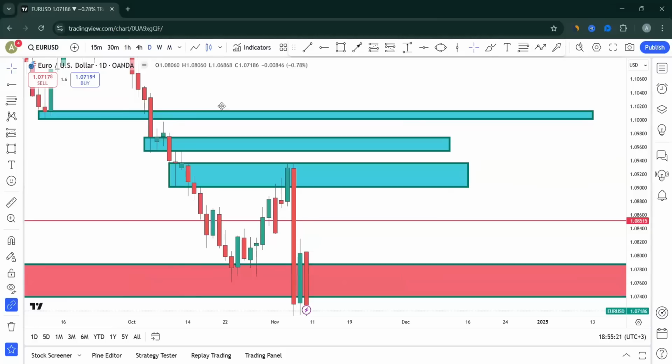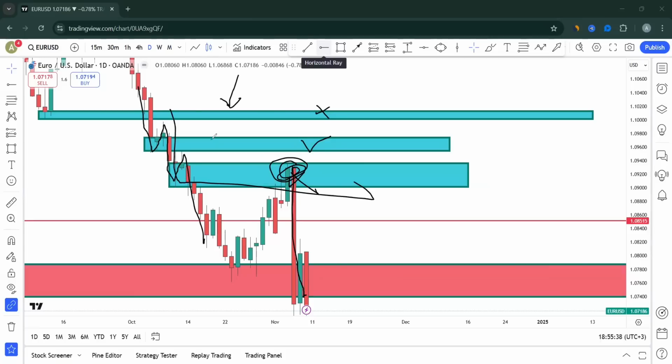This here was not tested, but you can see the market created a low, lower high, lower low, lower high, lower low. This was not tested. This was tested. This was not tested. That's why when the price came back here, it quickly reacted aggressively. And all these areas are in our Fibonacci retracement area. It was our area of interest.